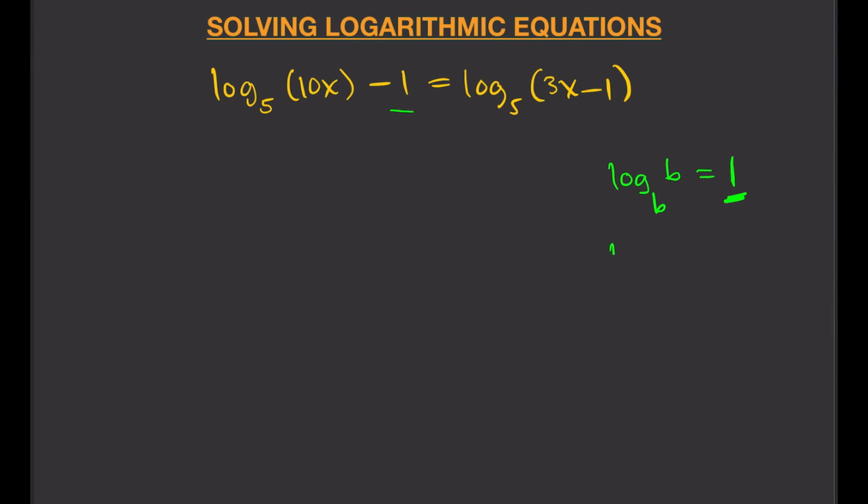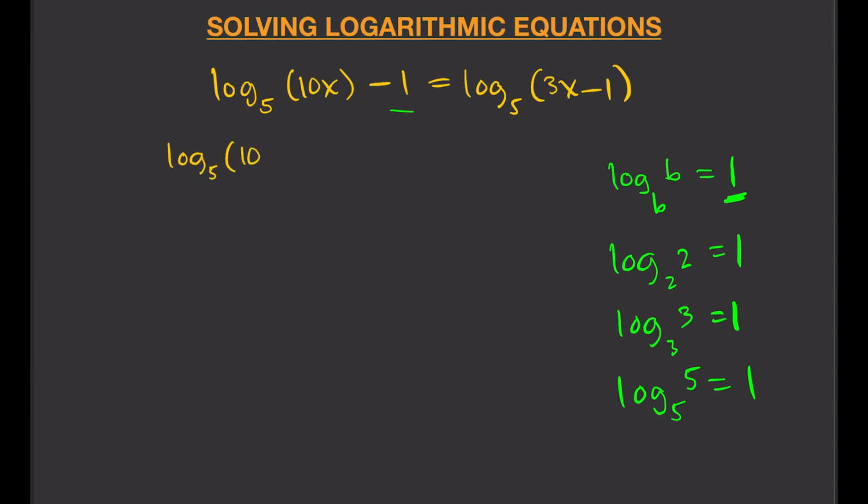And so I can express 1 as a logarithm of any base. So I can express 1 as log of 2 base 2. I can express it as log of 3 base 3. And most importantly, in this case, I can express that as log of 5 base 5. And that's what I'm going to do here. So I'm going to write log of 10x base 5 minus, so instead of writing 1, I'm going to write log of 5 base 5. The reason why I'm doing that is because the base of my logarithms is 5. I want the bases to be equal.